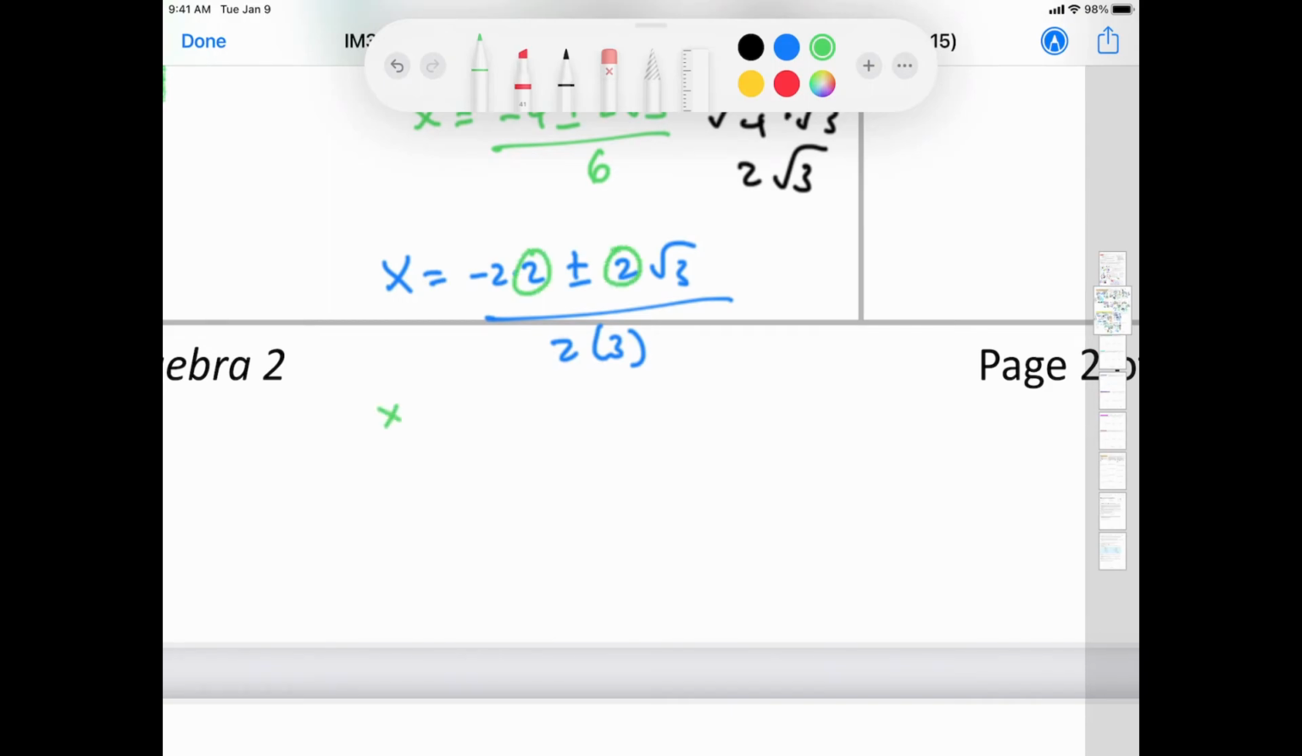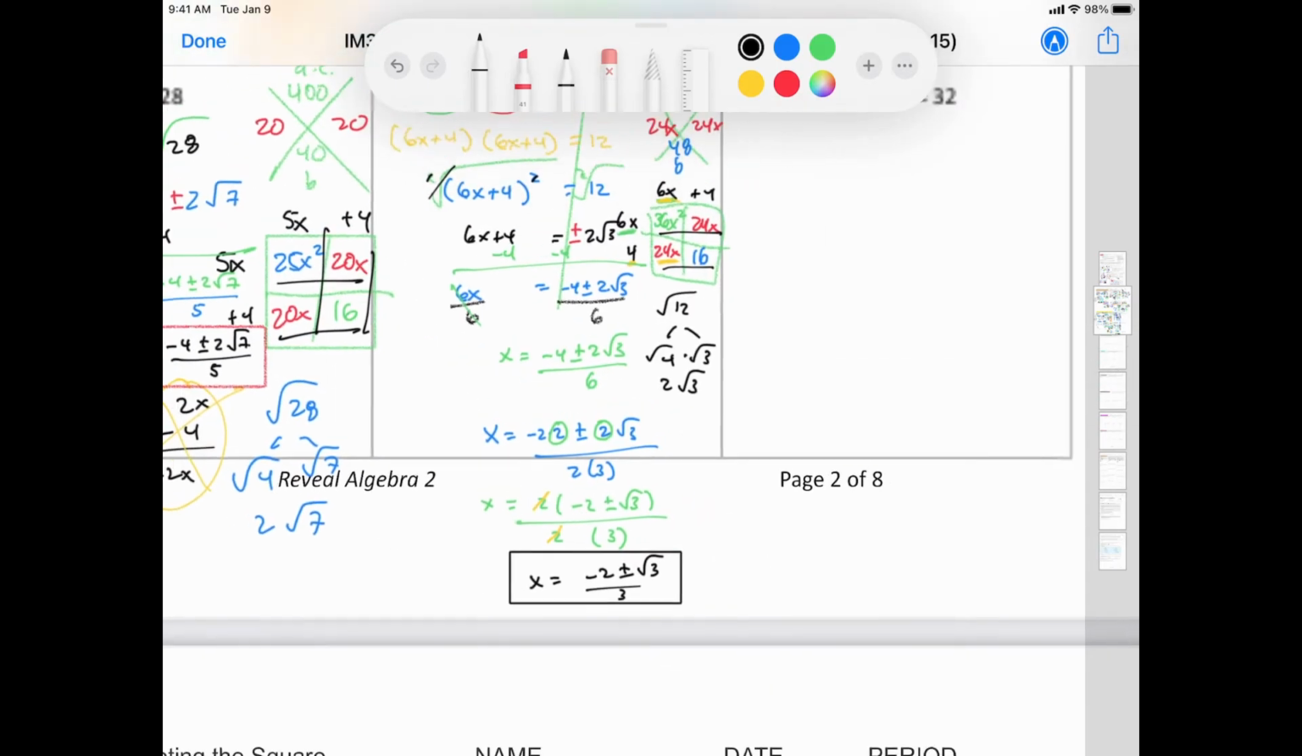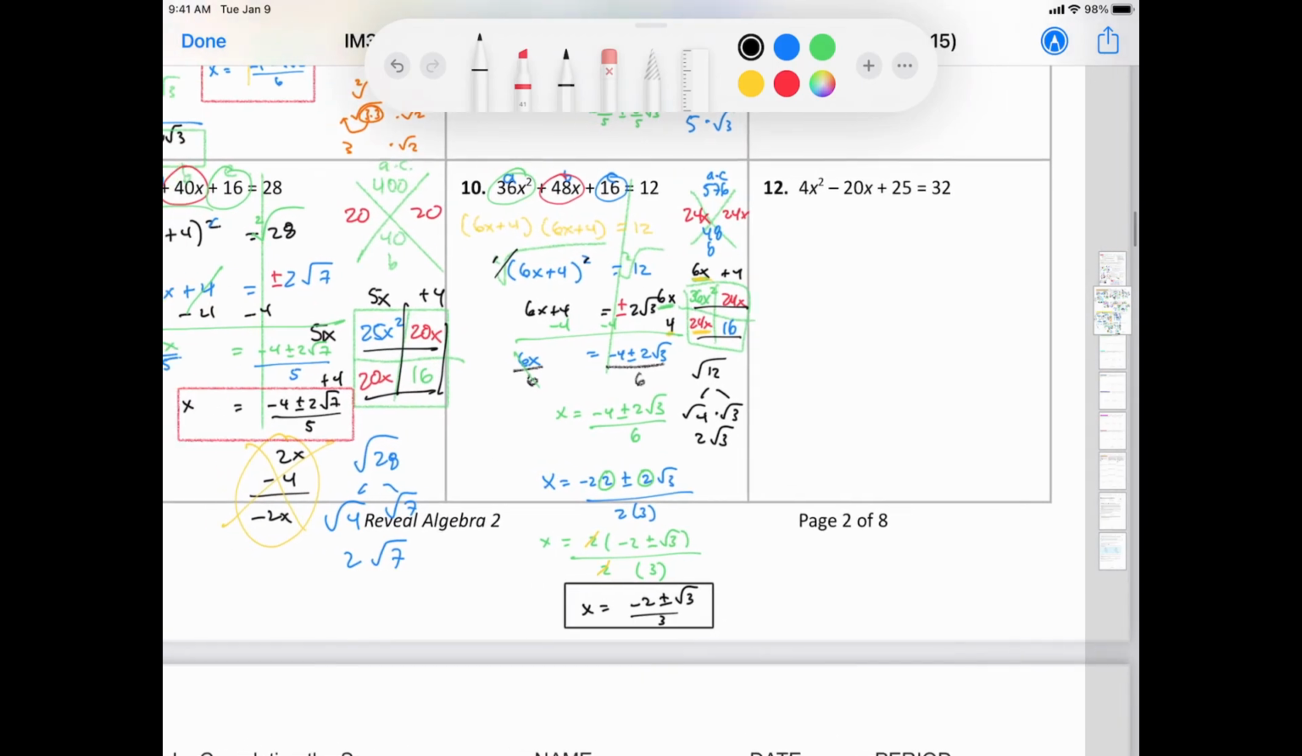Okay, the greatest common factor on the numerator is 2 times negative 2 plus or minus radical 3, over 2 times 3. The 2's will cancel and you're left with x equals negative 2 plus or minus radical 3 all over 3. Let's double check our answer for number 10, and that is correct.